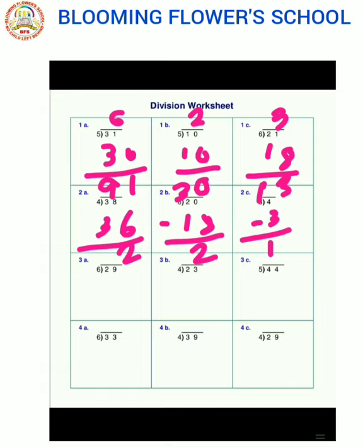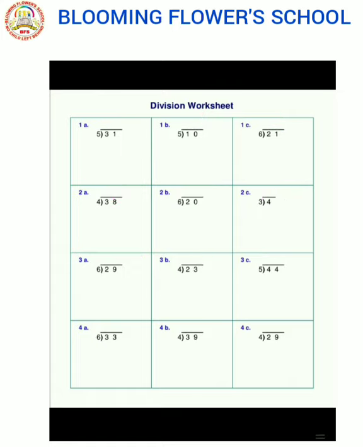Okay. Now next one, 29. If 29 is divided by 6, then what should be the answer? Go for the table. 6 ones are 6, 6 twos are 12, 6 threes are 18, 6 fours are 24, 6 fives are 30. 30 is more than 29. So we need to go with 6 fours are 24. So from 29, if we subtract 24, the answer is 5. So the quotient is 4, the remainder is 5.